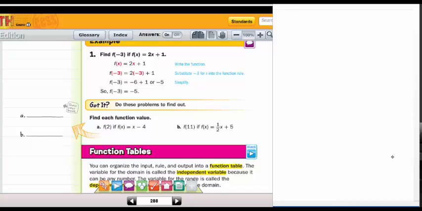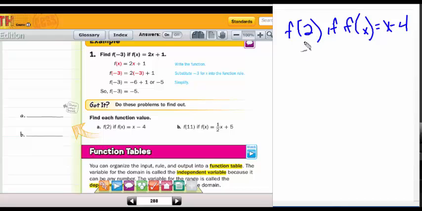Here are your solutions to the letter problems in Lesson 3, Chapter 4, Functions. Letter A, they ask us to find each function value. So we have f of 2 if f of x equals x minus 4.